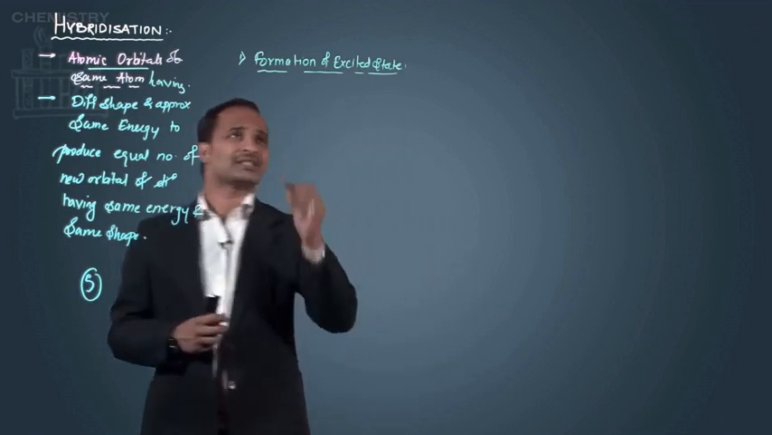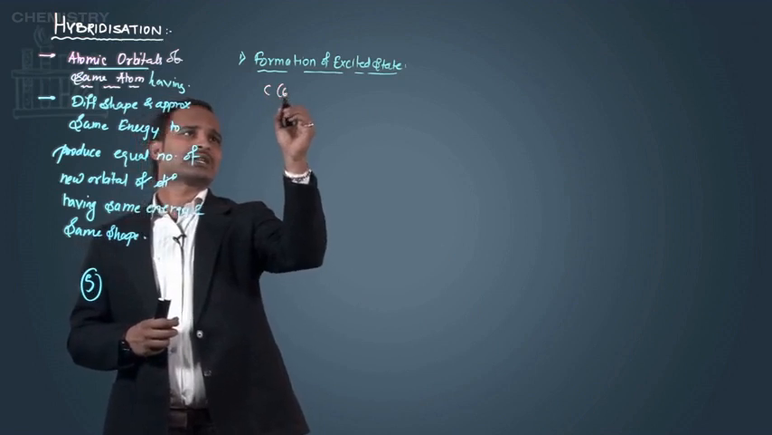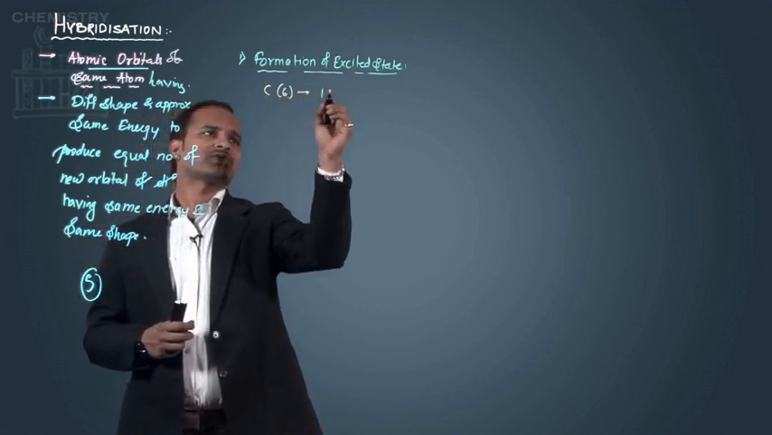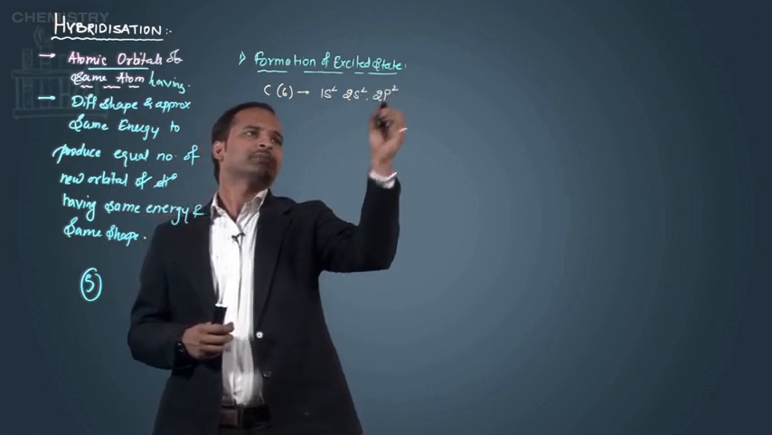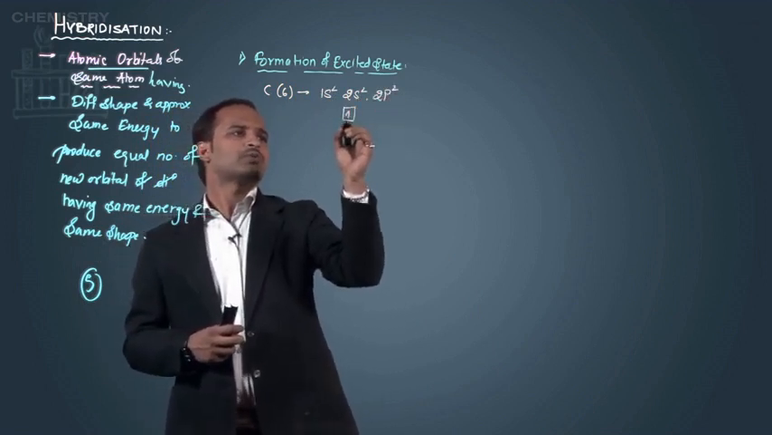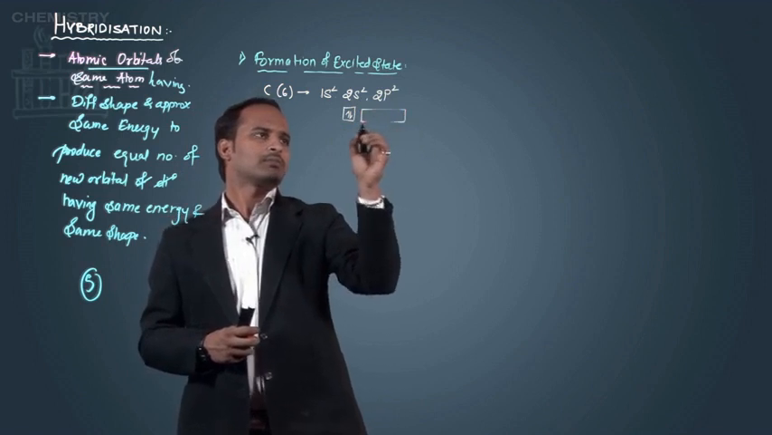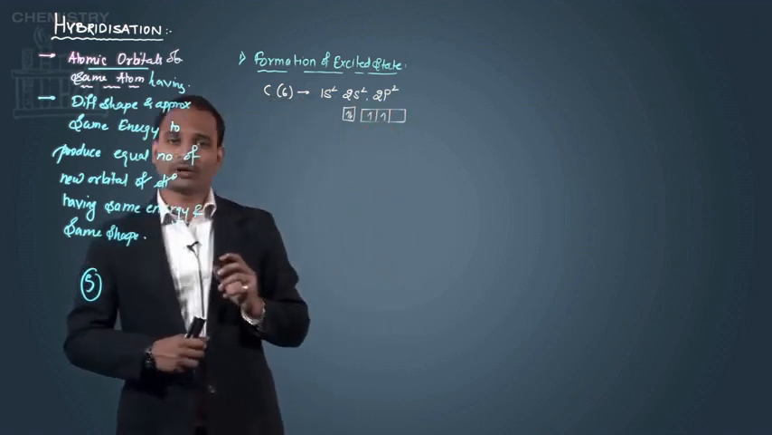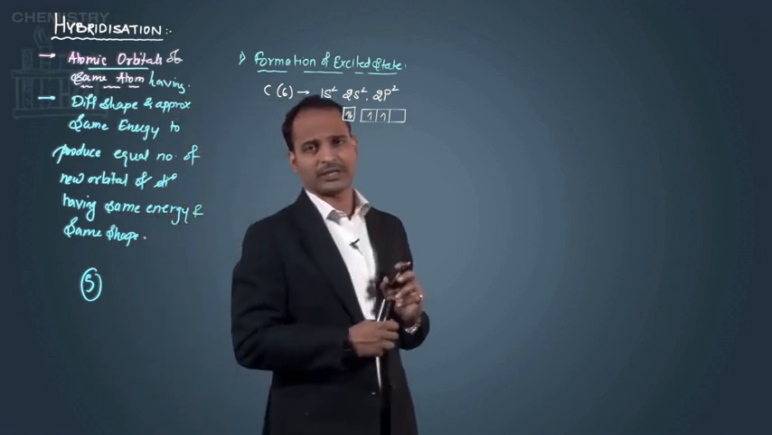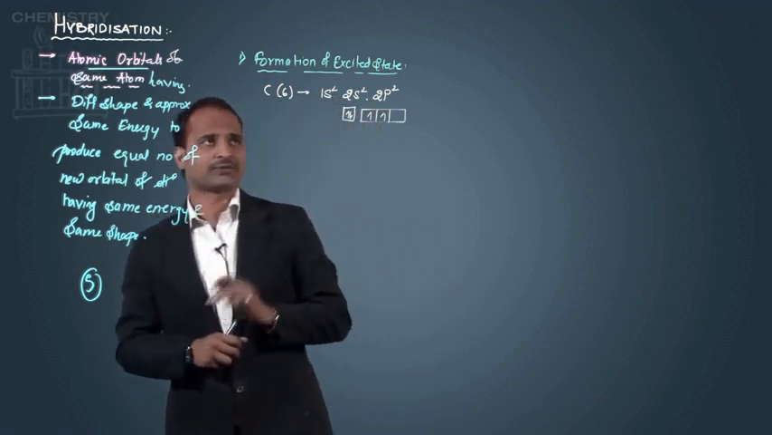For example, I can say carbon, whose atomic number is 6. Its electronic configuration is 1s2, 2s2, 2p2. Here in the case of carbon, we have 2s2 and 2p2 configuration. How many half-filled orbitals? 2. But we all know that the number of bonds formed by carbon is 4. That means carbon valency is 4.